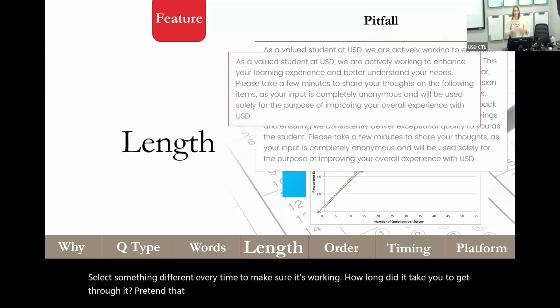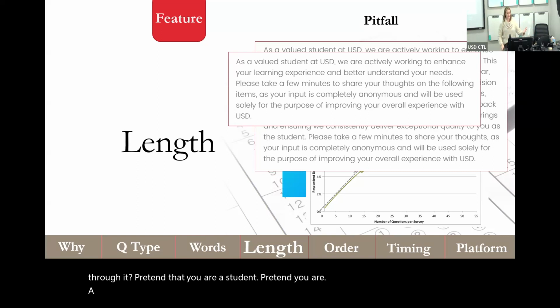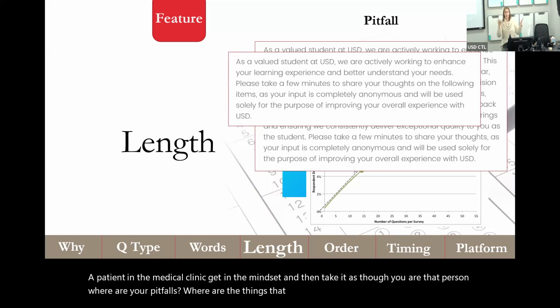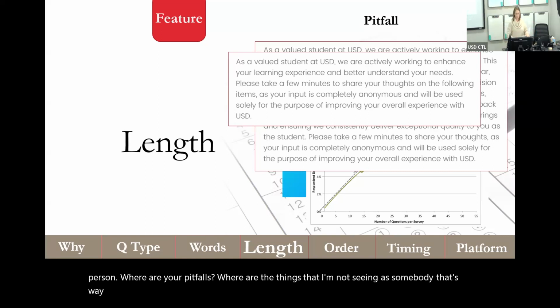Pretend that you are a student, pretend you are a patient in the medical clinic. Get in the mindset and then take it as though you are that person. Where are your pitfalls? Where are the things that I'm not seeing as somebody that's way too close to this project?